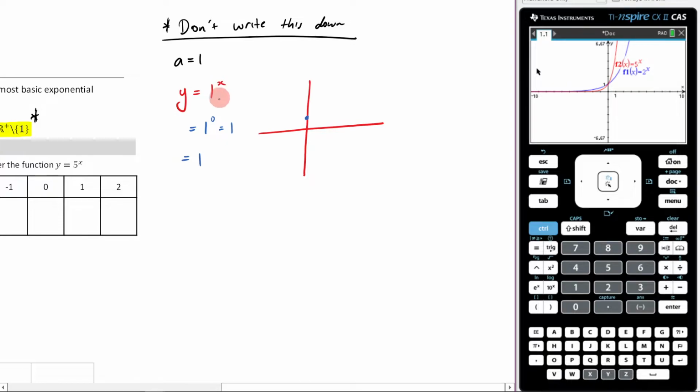What if I let x be equal to 1? 1 raised to the 1 is 1. What if I let x be equal to 10? 1 raised to the 10 is 1. What if I let my x be a negative number? What if I let it be negative 5? Well, that's the same thing as 1 on 5, which is just 1. Do you see that if my base is 1, I'm simply going to get a horizontal line? And that is why a cannot be equal to 1. You're not going to get that customary basic exponential graph.